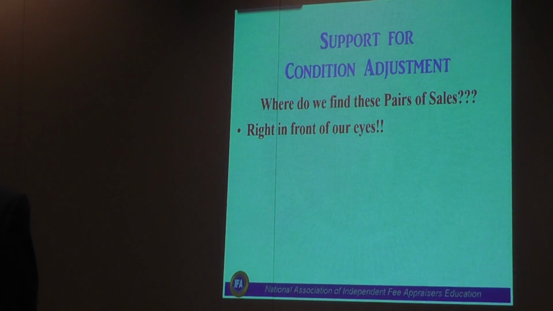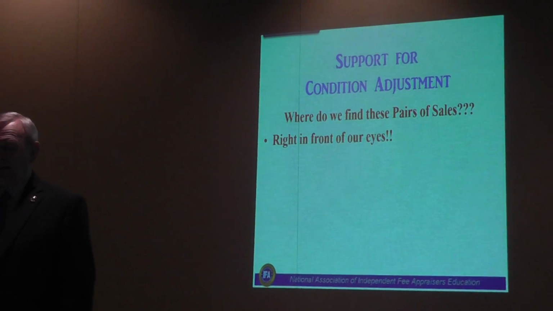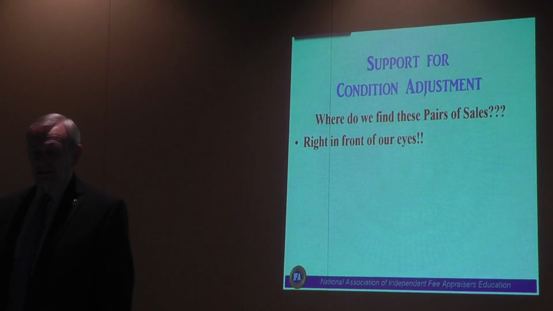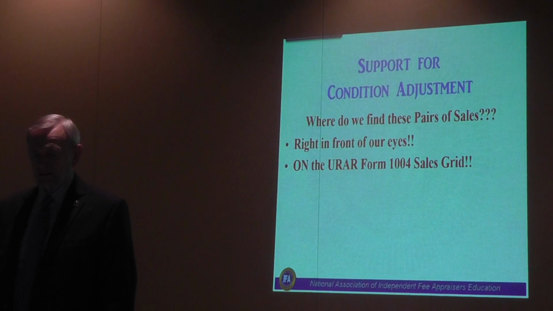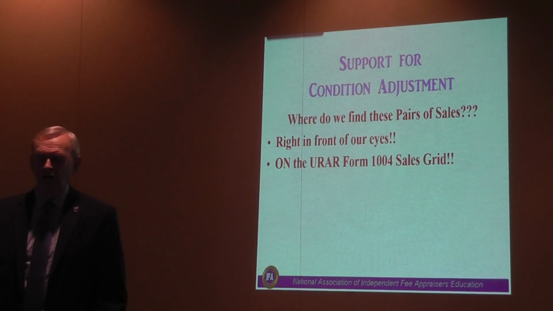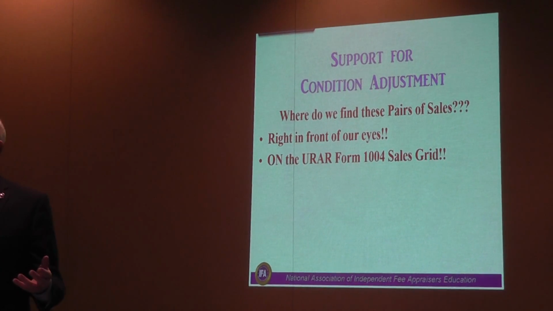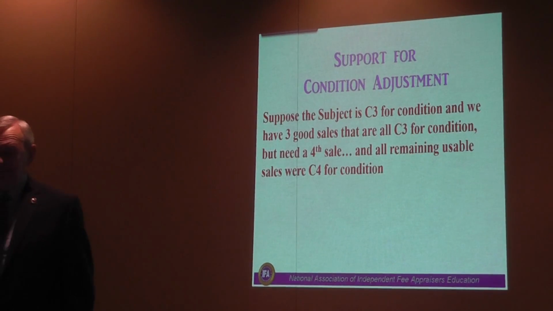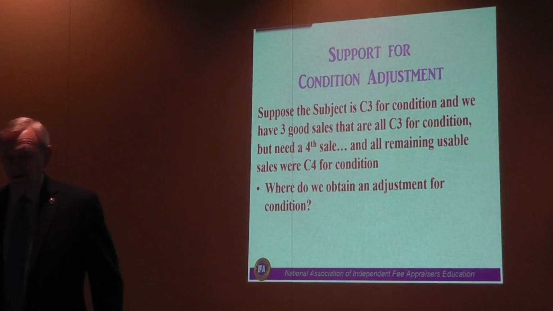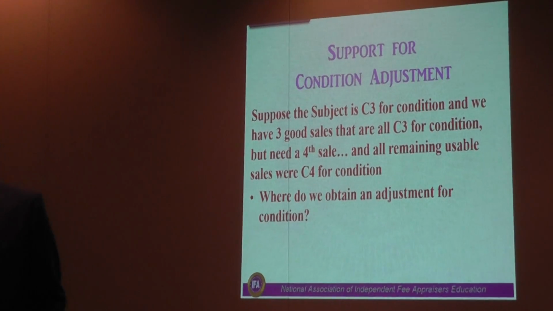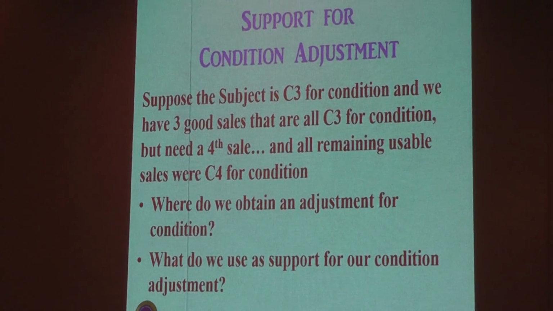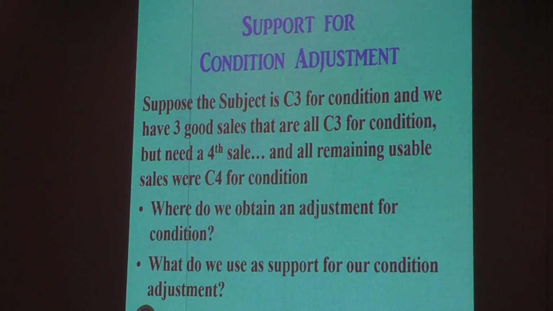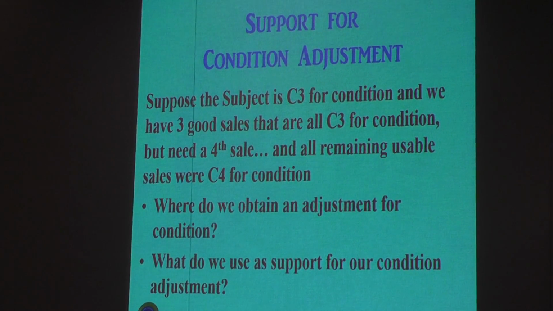They might be right in front of our own very eyes, right on the, got to push the right button, right on the URAR form, the 1004 sales grid. Did you ever think about that? That's right, might be where your best thing is. So, how can we obtain an adjustment for condition that way? And what do we use for support for our condition? Right there in front of our eyes.